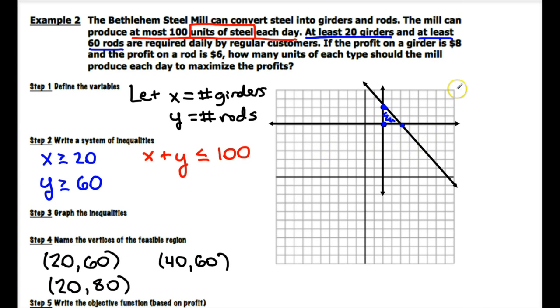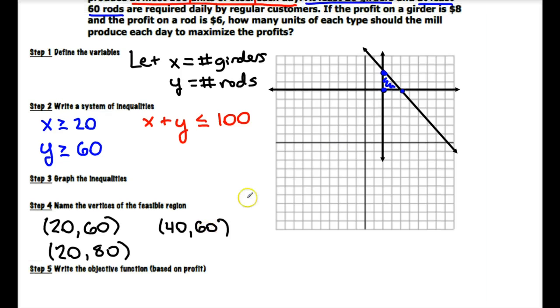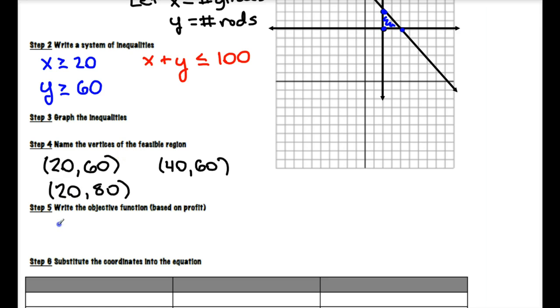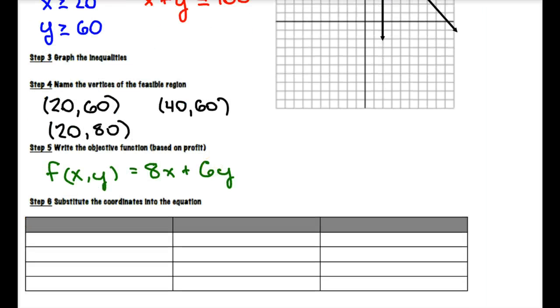So now I'm going to go down and write my profit function. So again, you're going to look back up at your word problem and determine what your profits are. So it says we make $8 per girder and $6 per rod. And so my profit function is going to be f of x comma y equals 8x plus 6y. And now I'm going to go down to my table and list my vertices once more. And then I'm going to plug each of those vertices into my profit function.